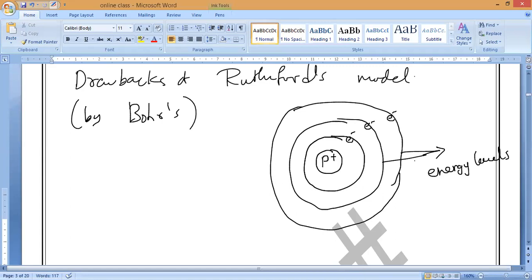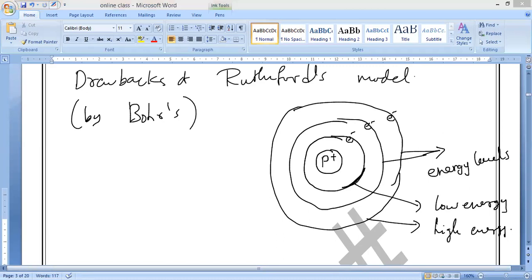So Niels Bohr said that each shell has different energy, and the shells closer to the nucleus have low energy, and the shells far away from the nucleus have very, very high energy. That is the first point he explained for the drawbacks of the Rutherford atomic model. He said that the nucleus is present in the middle, and the electrons revolve around the nucleus only in certain orbits. That is what we call energy levels.